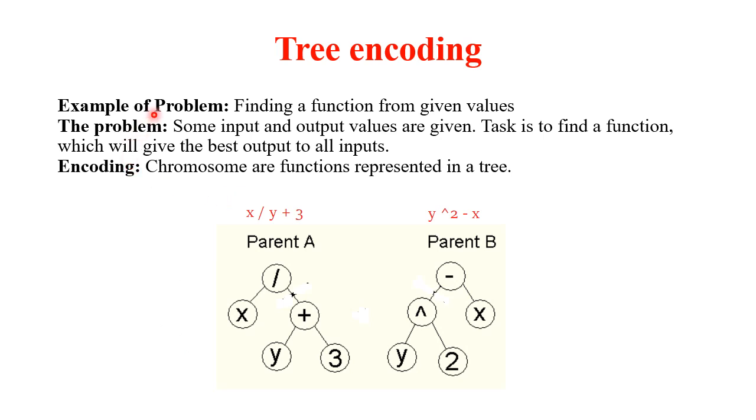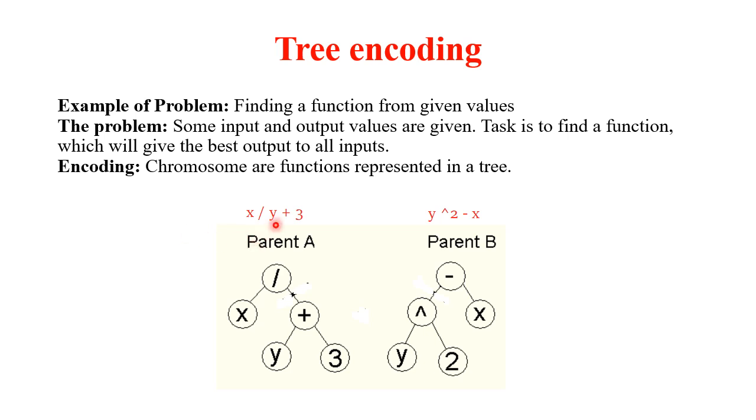We have to identify in which situation tree encoding can be applicable. Let's consider an example, finding a function from given values. The problem statement is like this: some input and output values are given. The task is to find a function which will give the best output for all inputs. We are given some inputs and corresponding outputs. We have to find the underlying function that gives the result. So we can try various functions, and the function which gives the best result can be selected.